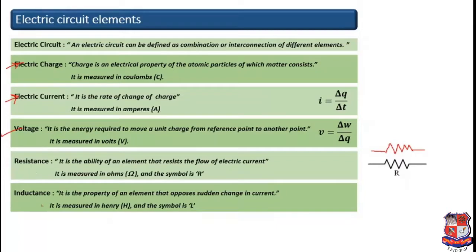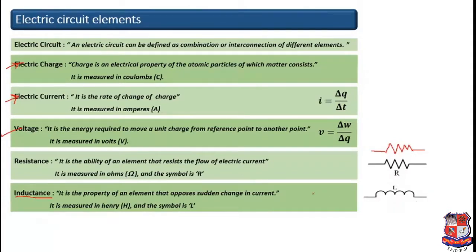Next is inductance. Inductance is the property of an element that opposes sudden change in current. This property of a material says that it will not allow sudden change in current. Suppose initially there was 2 ampere in the circuit, and if there is a sudden rise of current, then if you place an inductor, it will not allow that sudden rise in current to occur. It will make it increase gradually. It is measured in Henry, and the symbol of L is in this way.